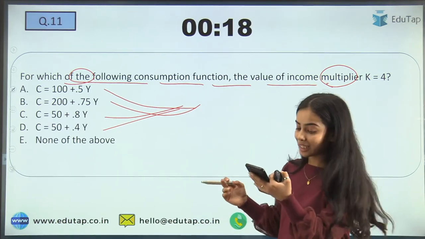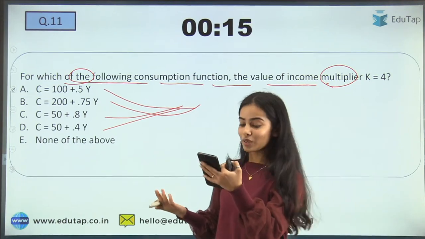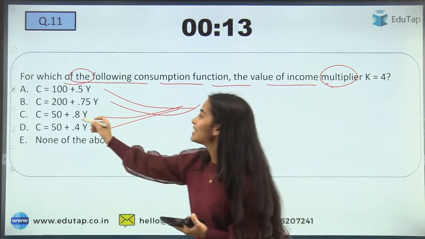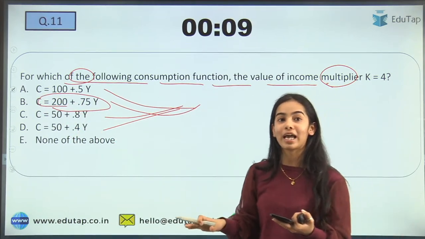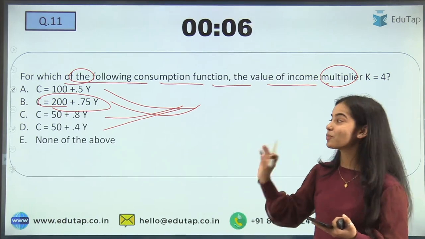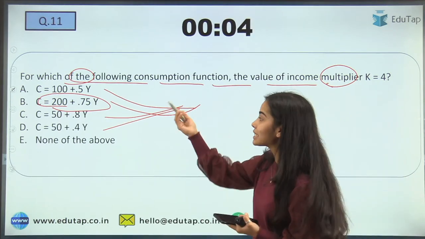And 11th. Karan has already answered the question. Well done, Karan, and this is the right answer. I have not given him the PPT beforehand, and I have not told him the answers beforehand. He's just so fast.